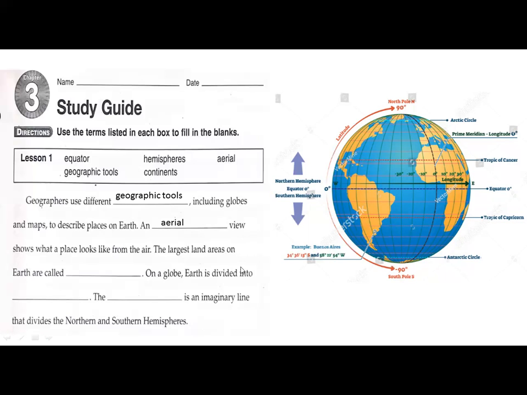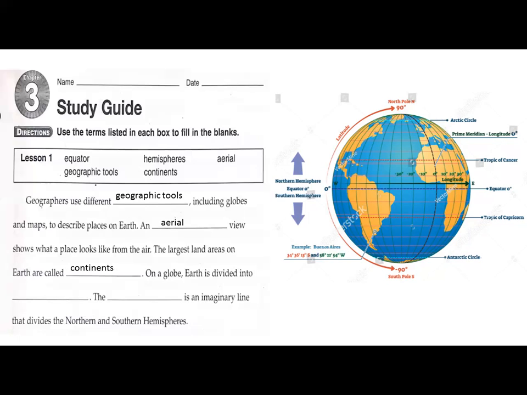The largest land areas on Earth are called blank. Hemispheres are the dividing parts of the globe, so it can't be hemispheres. Let me think. The largest land areas on Earth, and the answer is continents. Great. On a globe, Earth is divided into blank.